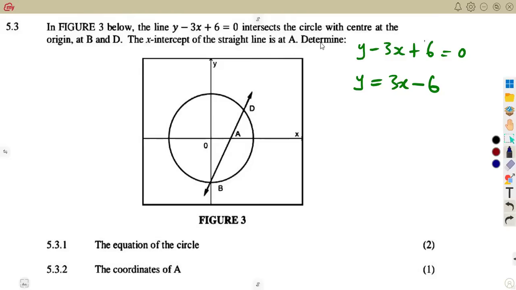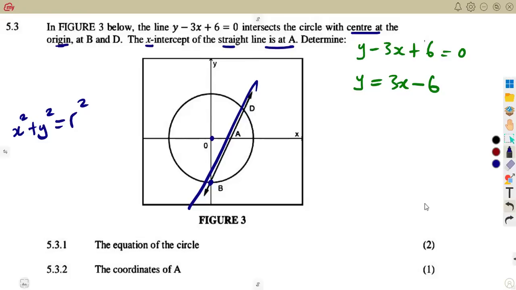All right, no problem. So they're saying it intersects the circle with the center at O. If the circle has the center at O, it means its equation is given in the form of x squared plus y squared is equal to r squared. This is the format of a circle which has center 0, 0 and radius r. At B and D, these are the points where the line and the circle intersect. The x-intercept of the straight line is at A. This straight line, as we can see there, A, is our x-intercept.